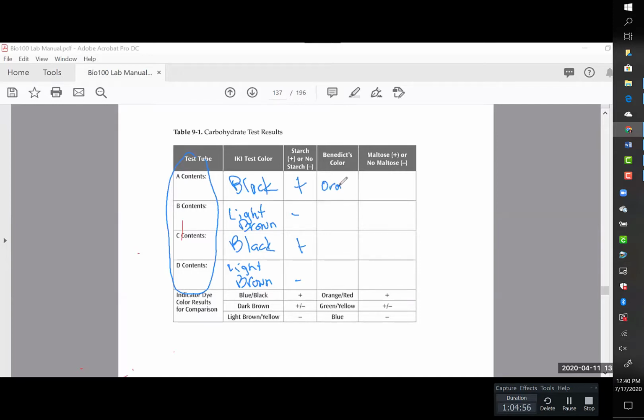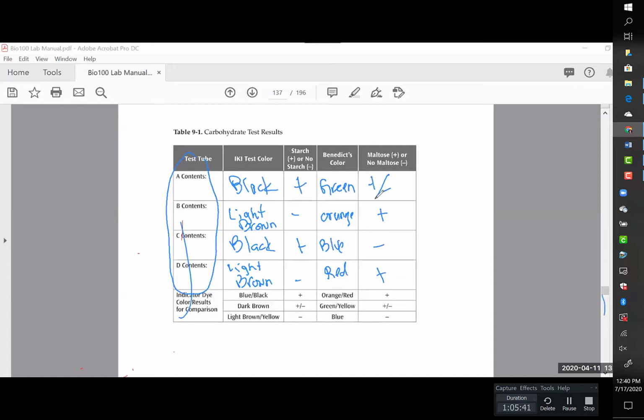In terms of the Benedict's color test that we had, this one was green. And so the green or the yellow was a plus minus. And then we had orange, plus. We had blue, negative, and red, a plus for that one. So those are our results for the carbohydrate test.